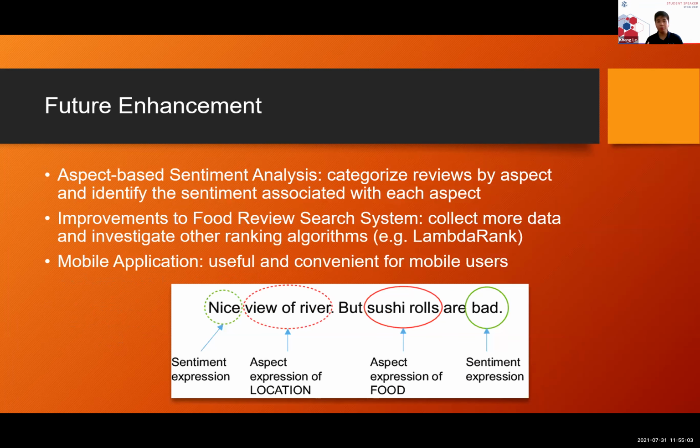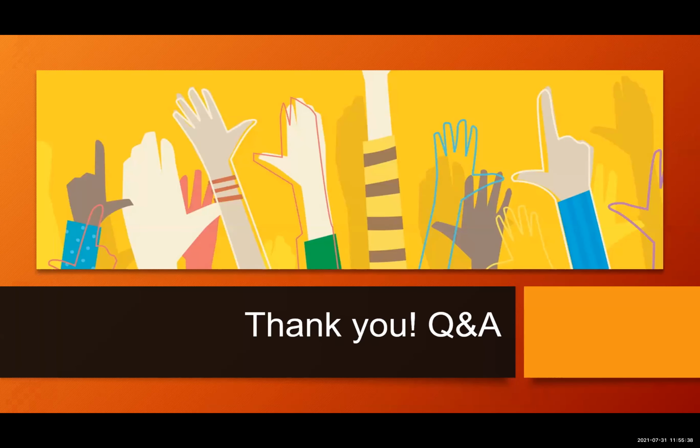However, there is still room for improvement, and the first possible enhancement is aspect-based sentiment analysis, which categorizes reviews by aspect and identifies the sentiment associated with each aspect. Furthermore, we can also improve the food review search system by collecting more data and investigating other ranking algorithms, such as LambdaRank and LambdaMART, which are also very promising. And finally, a mobile application would also be useful and convenient for a large number of mobile users nowadays. So, yeah, I conclude my presentation, and the floor is open.